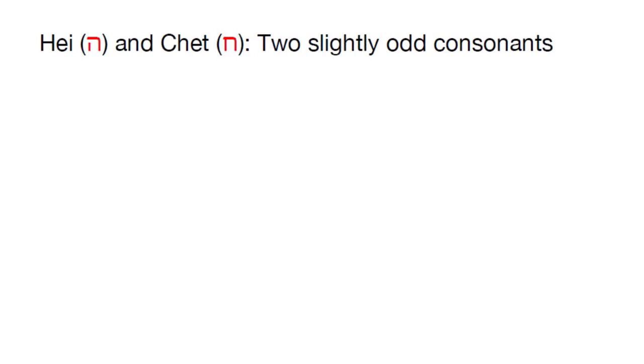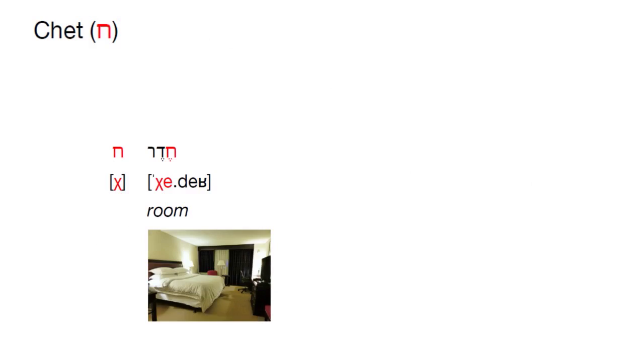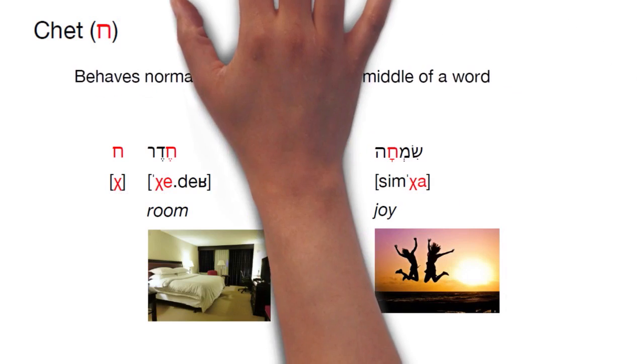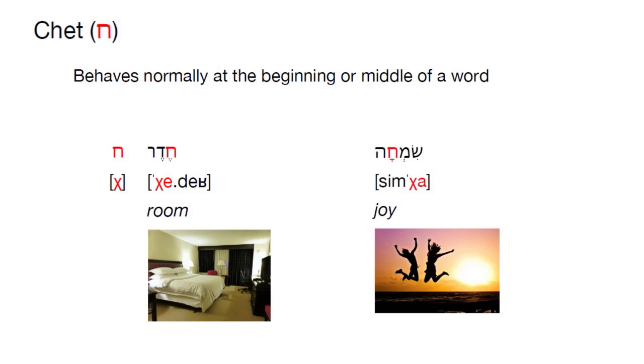So, now let's move on to a couple of consonants that behave a little weirdly with vowels. Hey and Chet. We'll start with Chet. This is a consonant that we introduced back in video 2. It makes a Ch sound, as in Cheder or Simcha. When it shows up in the beginning or middle of a word, it acts normally, which is to say that you pronounce the consonant, that Ch sound, and then you pronounce the vowel that comes underneath it. You have a Ch and an E, and you get Che, Cheder. You have a Ch and an A, and you get Cha, Simcha.